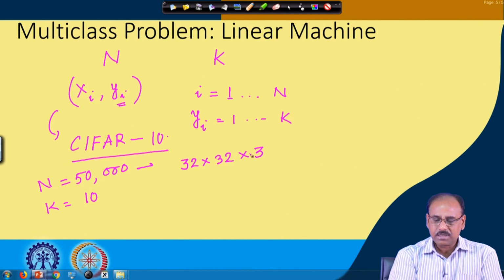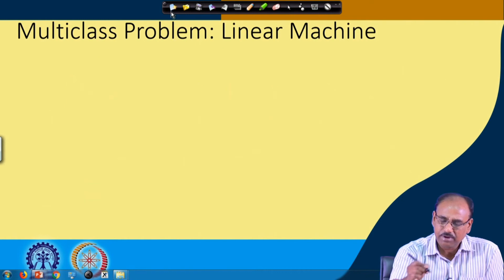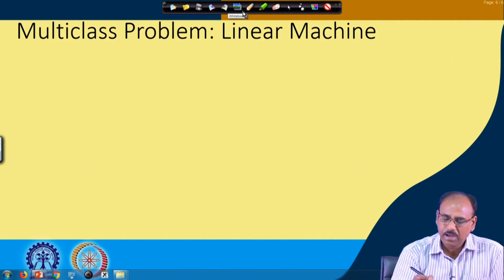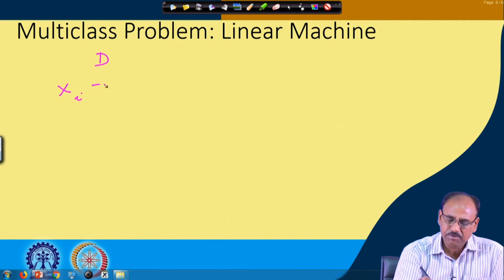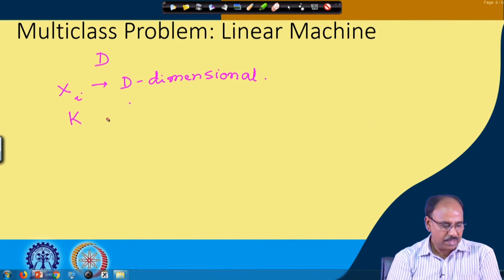So, for discussion we will assume that every feature vector given for classification purpose is of dimension d. So, our feature vectors x I will be d dimensional, and there are k categories. So, I have d dimensional feature vectors and I have k number of categories.